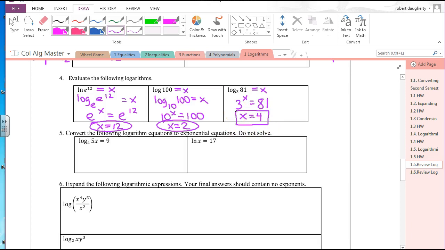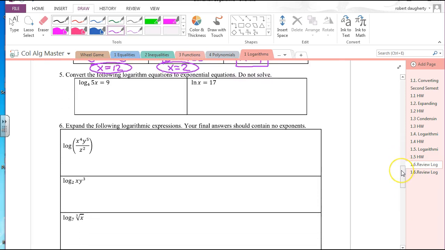Now the next one says, take a logarithm and convert it to exponential, but do not solve it. In this case, my base is 4. My exponent in a log equation is on the other side of the equal sign all by itself. So this means that 4 to the 9th equals 5x.